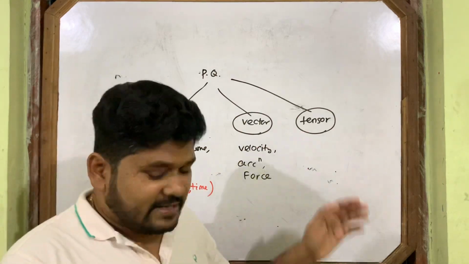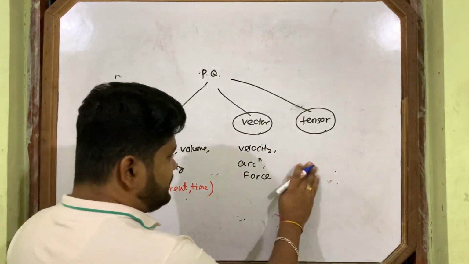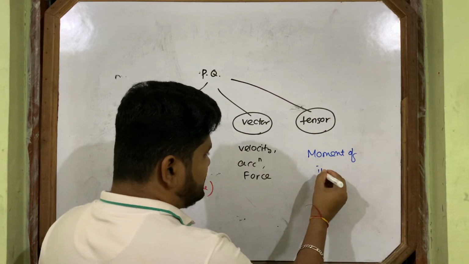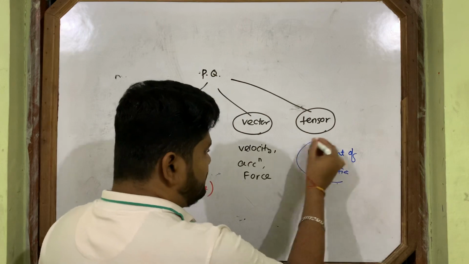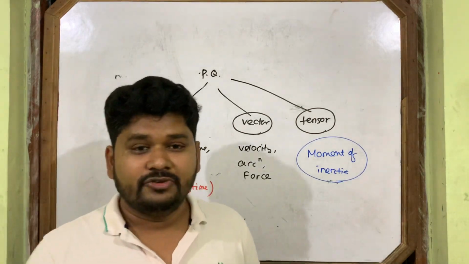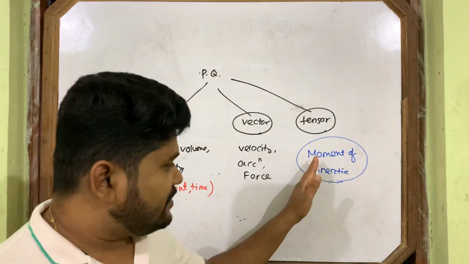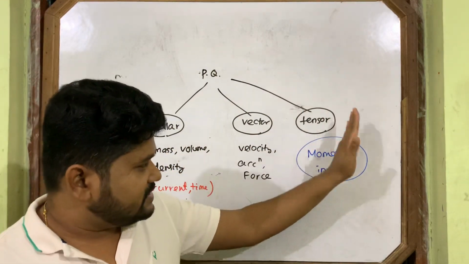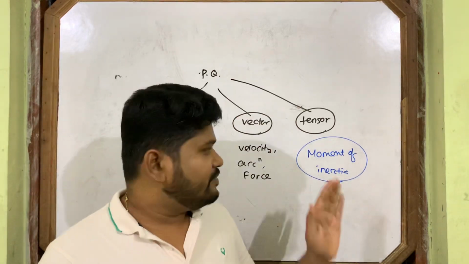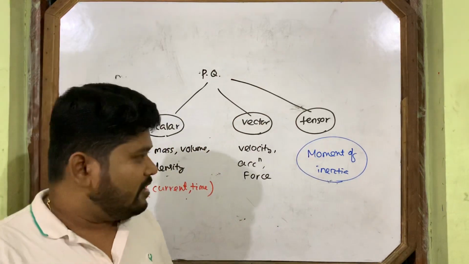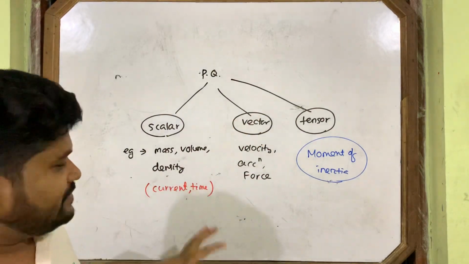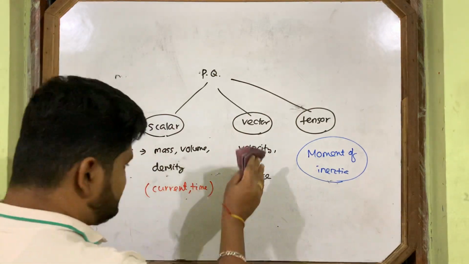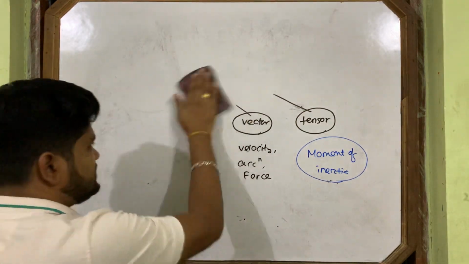Okay, but one example of a tensor I can tell you, which you will read after some chapters: moment of inertia. This is one example of a tensor. But you don't know this quantity; it is totally new for you. So don't think about it more, because it is none of our business. We will not discuss this tensor quantity. Our focus will be on vectors, because scalars are what you have already read at school level. So now our focus will be on vectors.